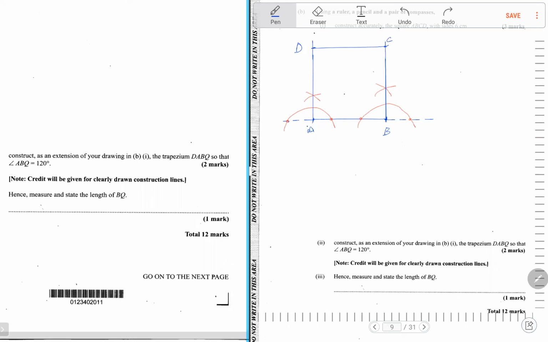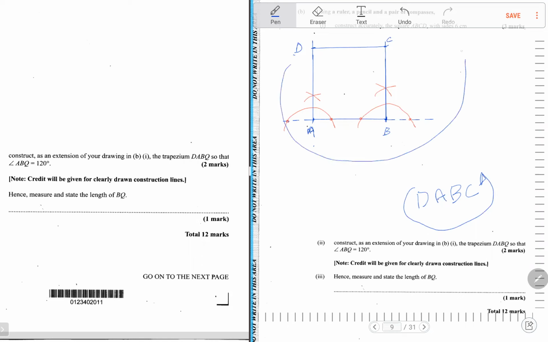DABQ. All right, now the DABQ is kind of important. DABQ must be in the same direction around the object in terms of where the points are. So since we have D up here, A down here, and B down here, DABQ must go around like this. So Q must be somewhere up here. Remember the trapezium we're doing, so it must have a pair of parallel sides.